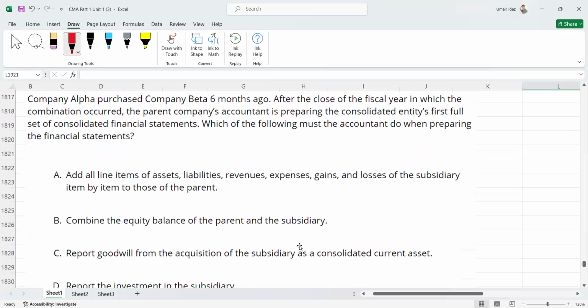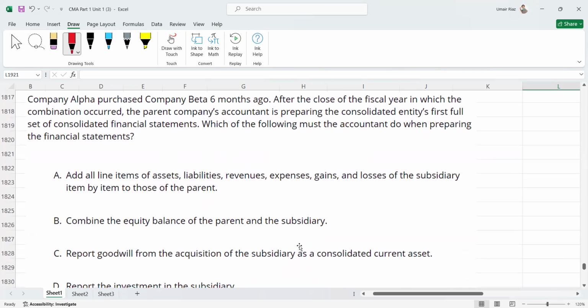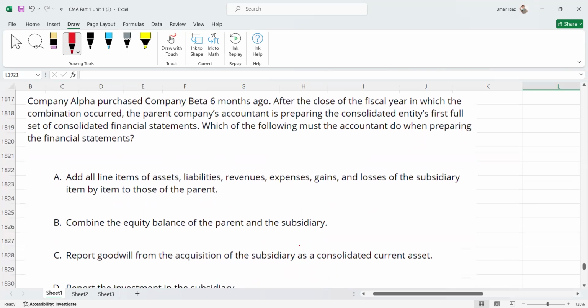Now we have another question, guys, on your screen. So what's the question? Let's read the requirement first. They're saying which of the following must the accountant do when preparing the financial statements? Okay, for this we have to read the question now. They're saying what the accountant has to do.